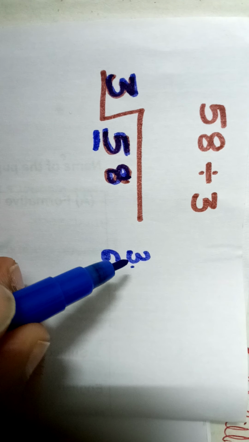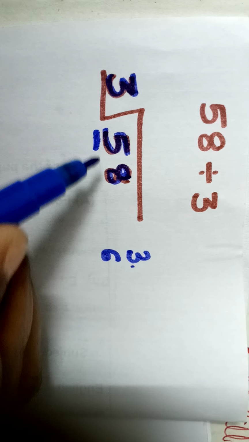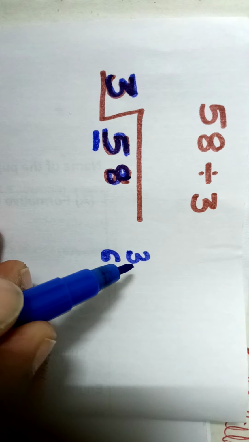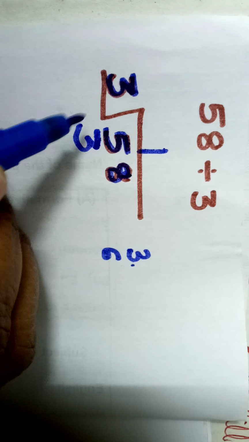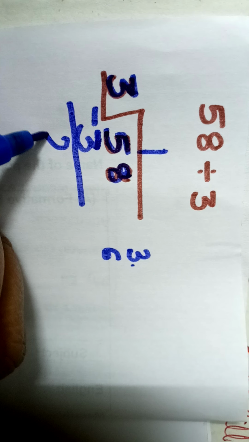We cannot minus 6 from this 5. We can minus 3 from this 5. So 3 goes in which table? 3 ones are 3. Okay? So 5 minus 3 is 2.